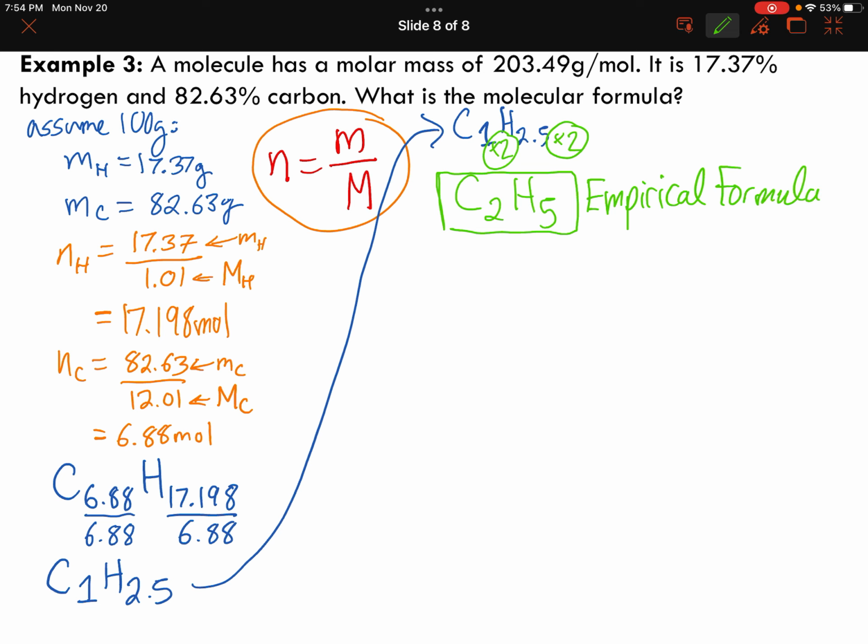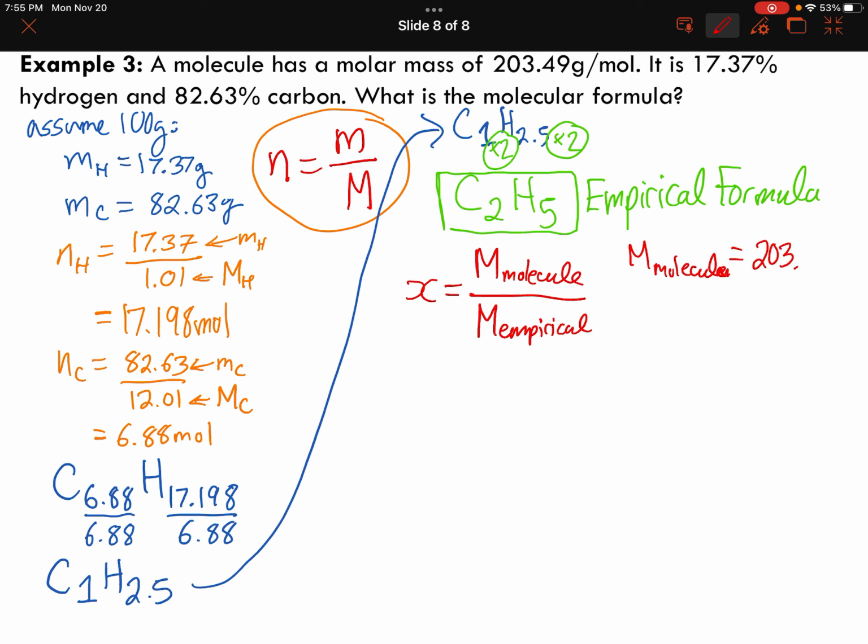Which is great, but I'm still not done. I need to actually find the molecular formula. So for that, I'm looking for X. X is the ratio of the molar mass of my molecule, my real molecule, divided by the molar mass of my empirical formula. The molar mass of my molecule, I can actually read out of the question. So that is the 203.49 grams per mole that I was given in the question.